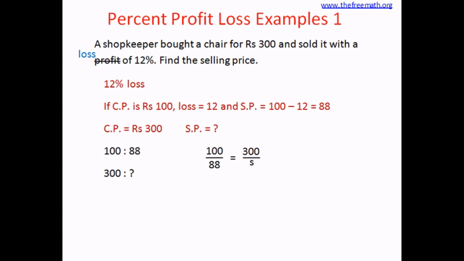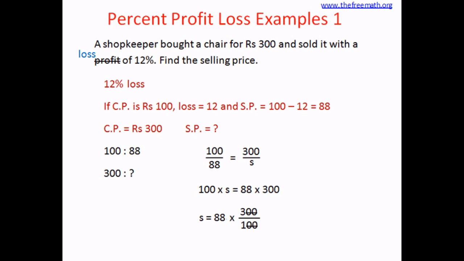Again, these are equivalent fractions. And if you look at the numerator, the second numerator is 3 times the first one. 100 multiplied by 3 equals 300. Therefore, S must be 3 times 88. So if you multiply 88 by 3, you will get the answer. But if you want to solve it using the cross products, you can write it like this: 100 multiplied by S equals 88 multiplied by 300. Divide both the sides by 100. So you have S equals 88 multiplied by 300 over 100. Cancel out the zeros. So S equals 88 multiplied by 3.